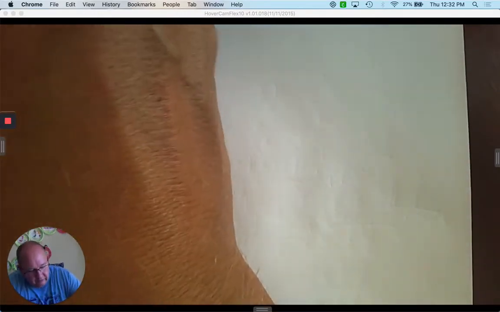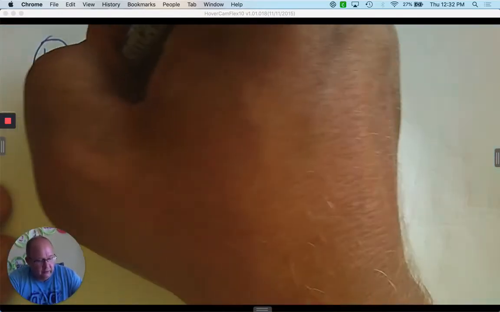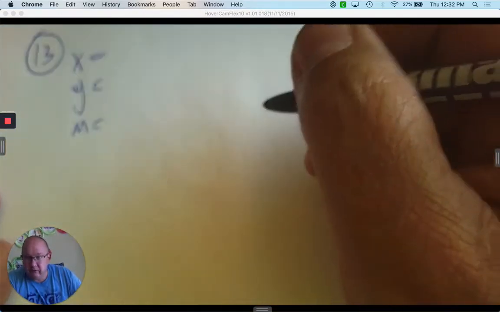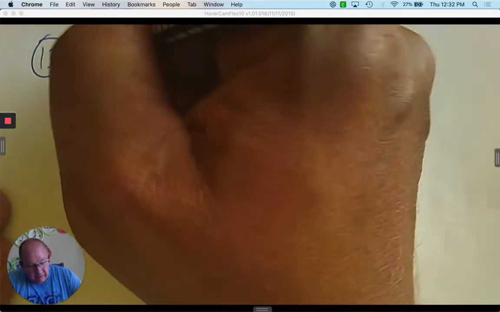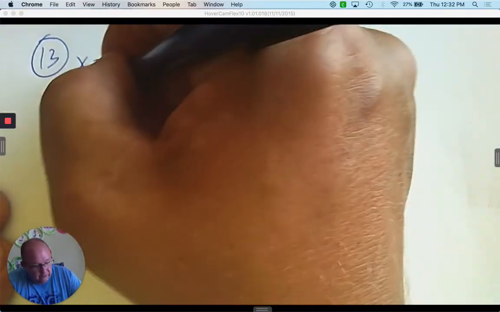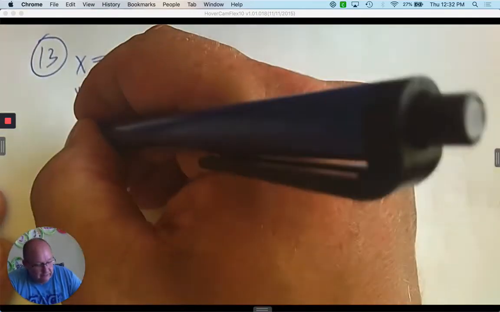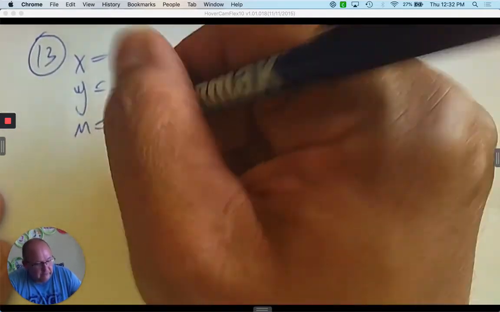Find an equation of the tangent line. So again, what do I do when I see that? Equation of a tangent line. I'm going to write down x equals, y equals, m equals. So what am I given? First I'm given a point, which is 1 and -2, so that's nice. And then to find the slope, I need the derivative at 1.